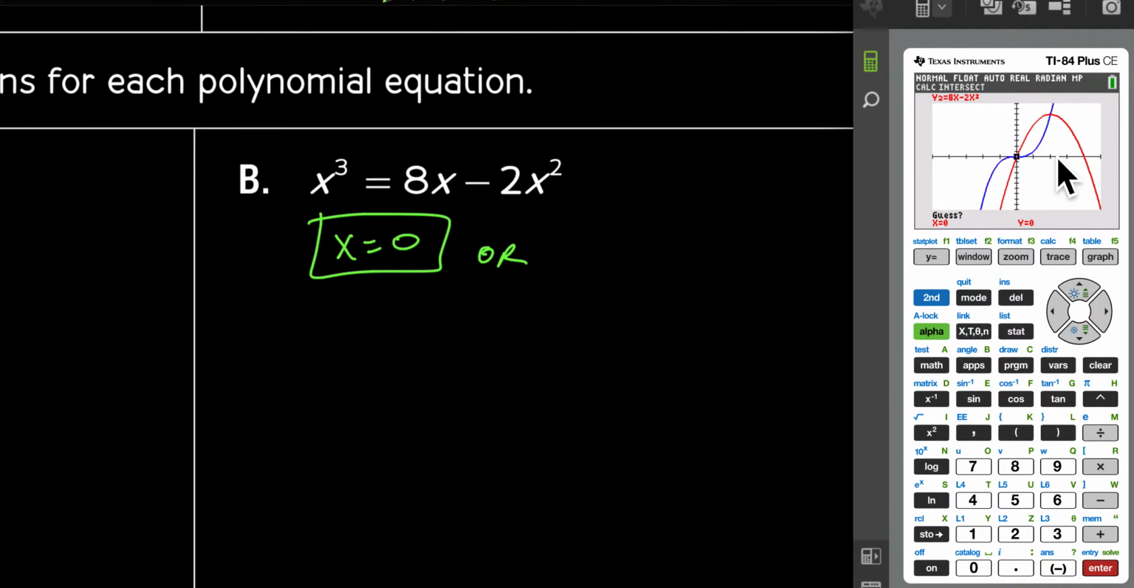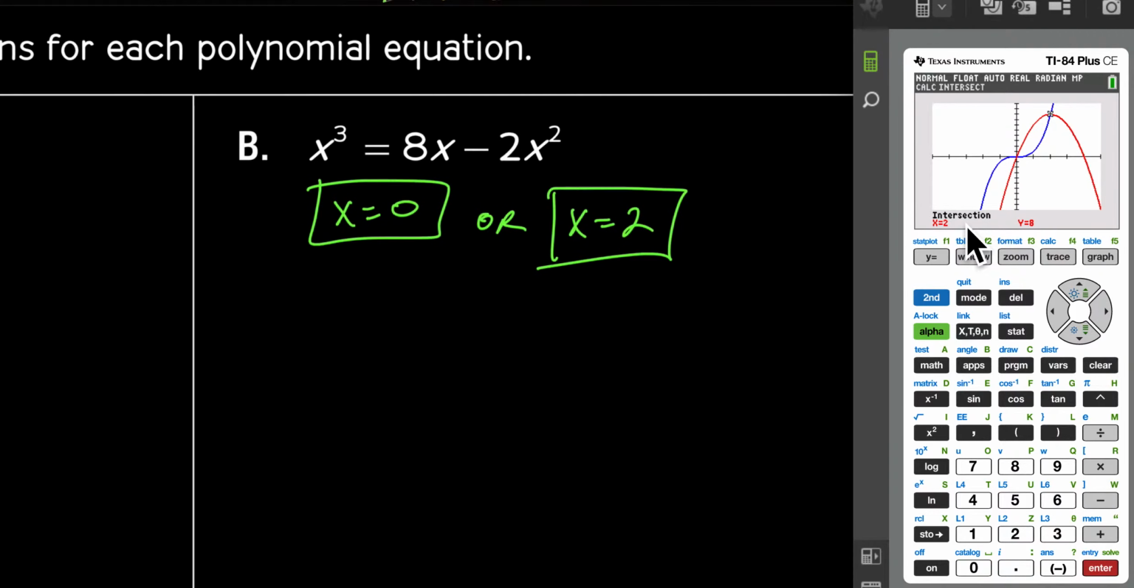Now I'm looking for this point of intersection. It looks like it's around an x value of 2. So I'm going to hit 2 for my guess. And it's telling me it's intersecting at 2, 8. Now to solve the equations, we only care about the x values. So there are the two solutions to those equations.